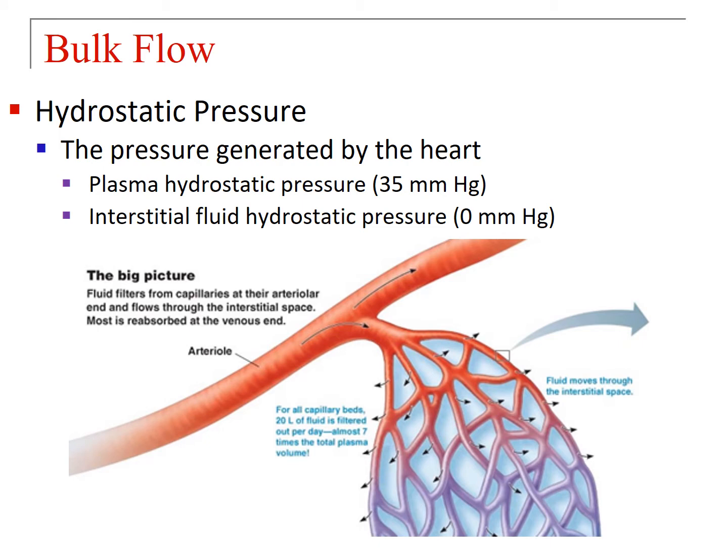So again, the pressure that's generated by the heart, when you reach the capillaries, the plasma hydrostatic pressure is usually about 35 millibars. At this point, the interstitial fluid hydrostatic pressure is 0 millibars. As we learned with the cardiac cycle, fluid is going to move from higher to lower pressures. And this is the reason why fluid will move from the capillaries into the interstitial fluid.